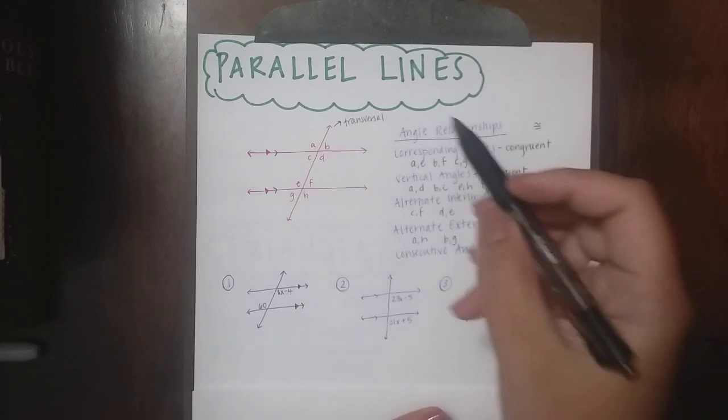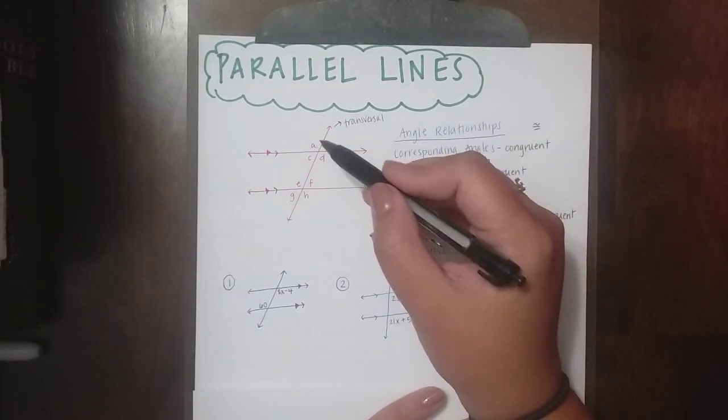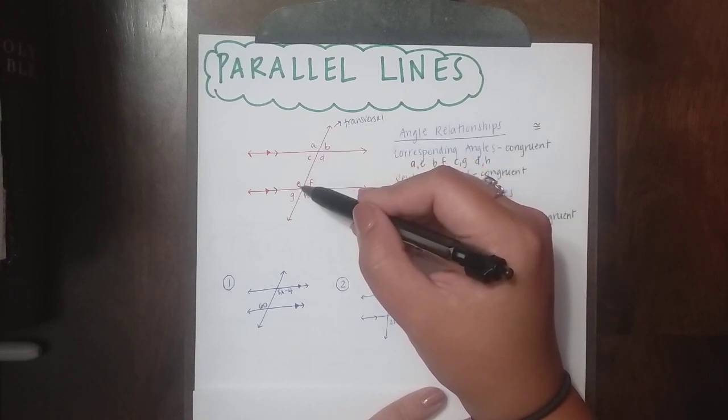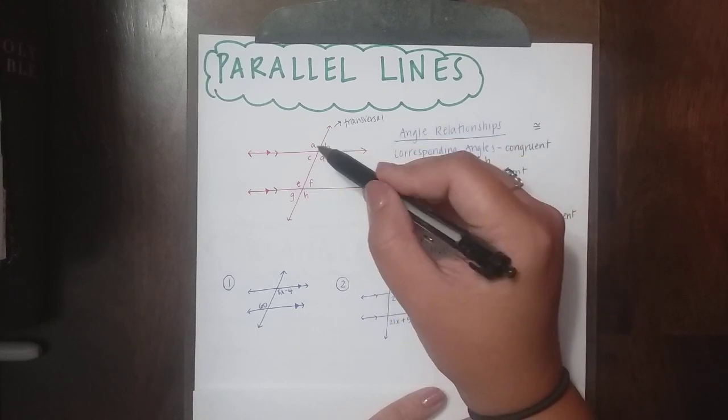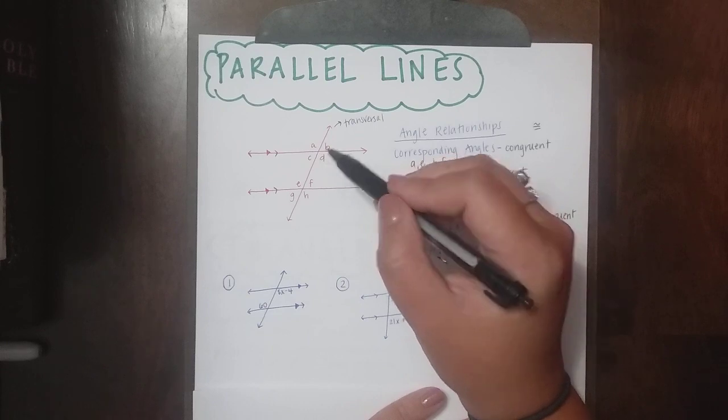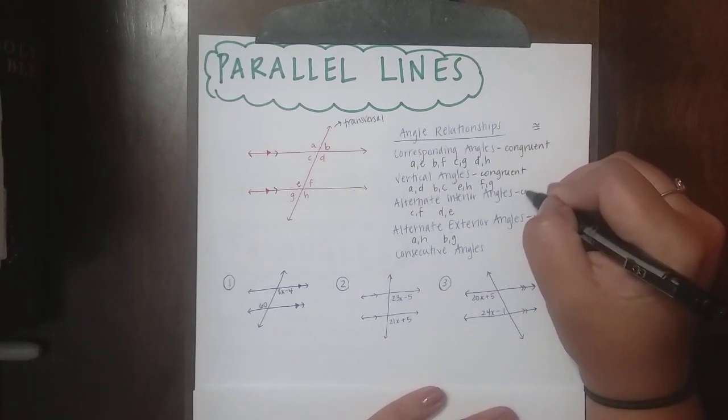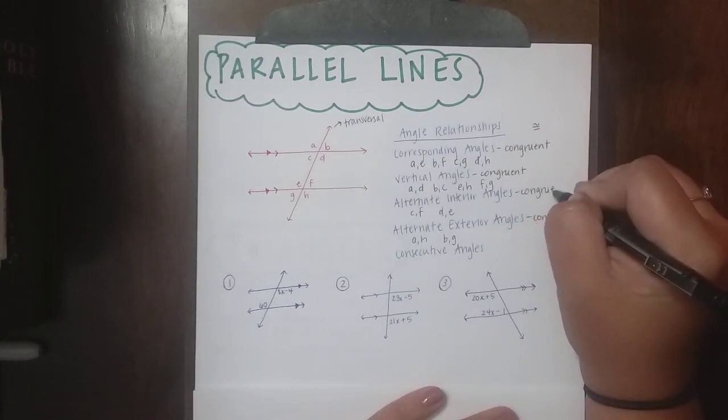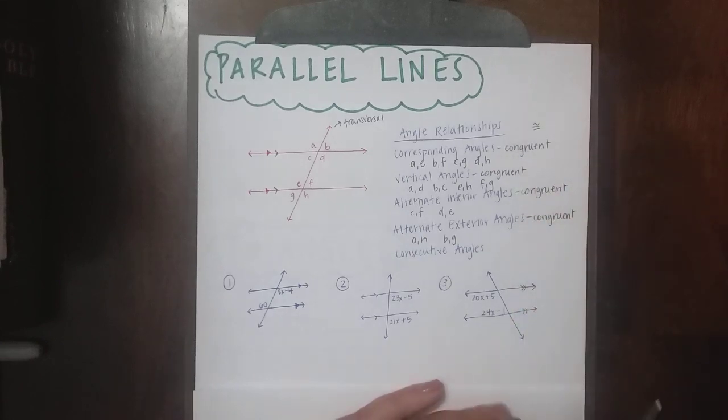All right, and then interior angles, same idea, right? If I know that A and E are in the same spot, and then A and D are vertical angles, that means D and E have to be congruent. So far, all of the different types of angles are congruent to each other.